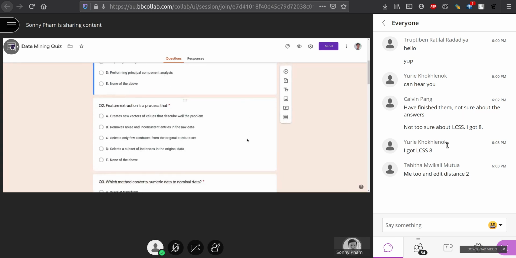Right? Second question. Feature extraction or attribute. We normally call it feature extraction. We don't call it attribute extraction. But yeah, have a go. Let me just run another poll. Question 2. A, B, C, D, E. Okay.